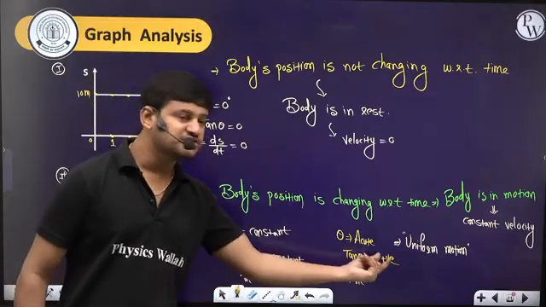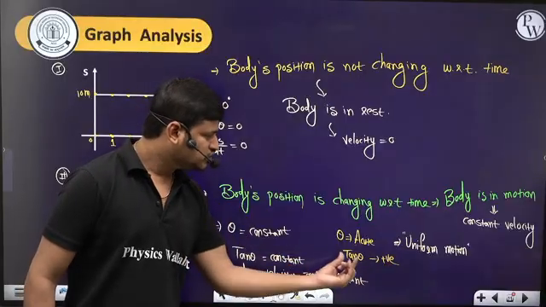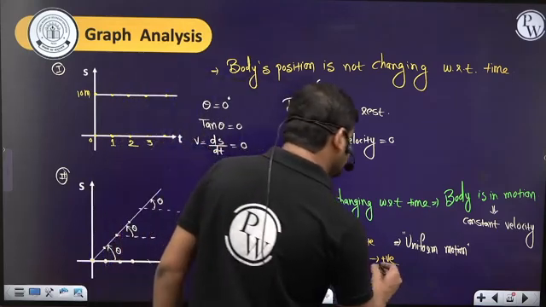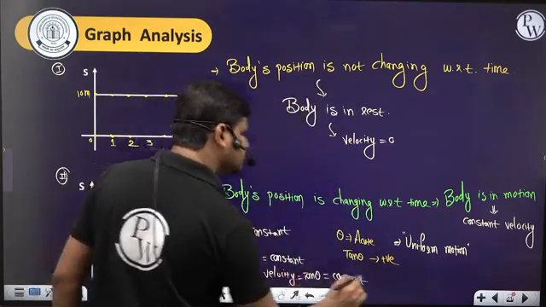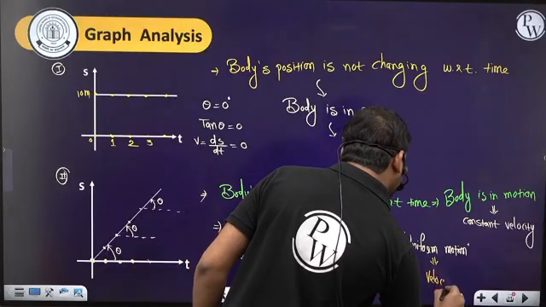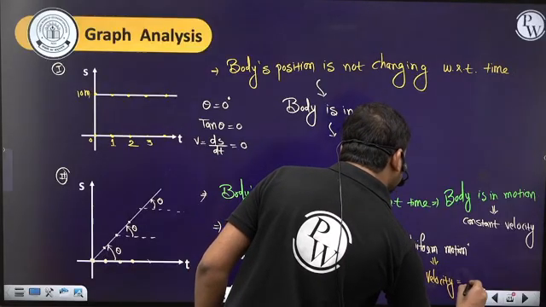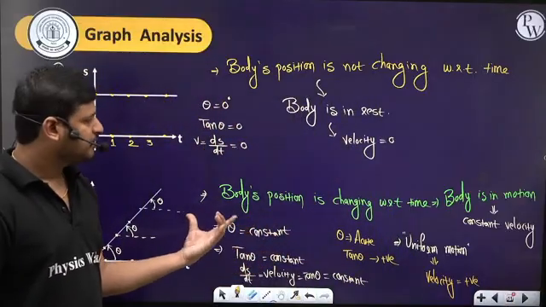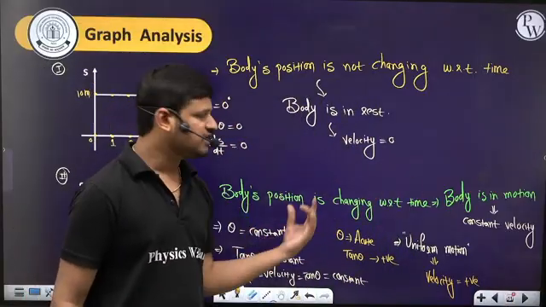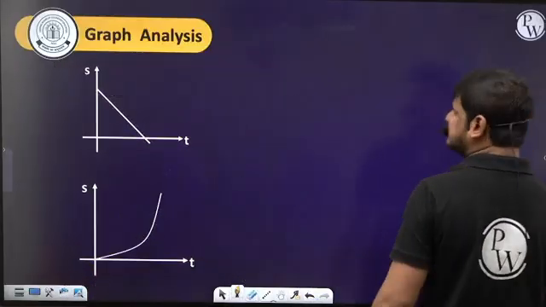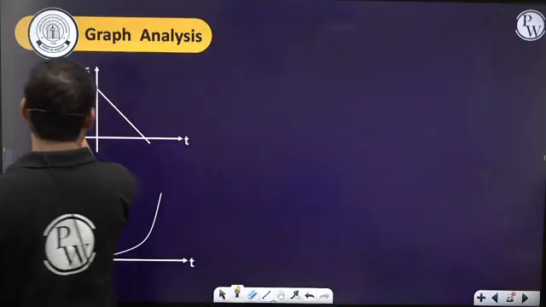So all these acute values are positive. If theta is acute, tan is going to be positive, right? So if tan is positive, the velocity is going to be positive, uniform motion, and the velocity is positive. That means the particle or the body is moving in a positive direction with a positive velocity. Clear this part? Chalo, now let's analyze the next graph, the third one.